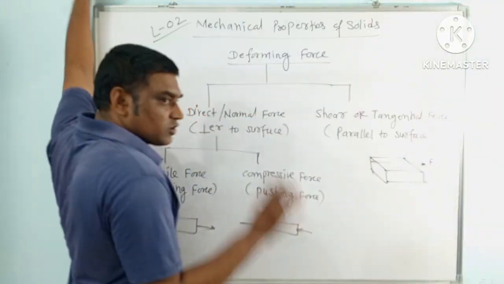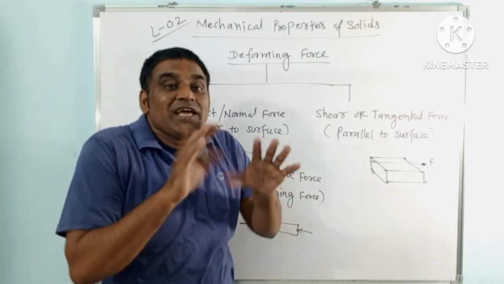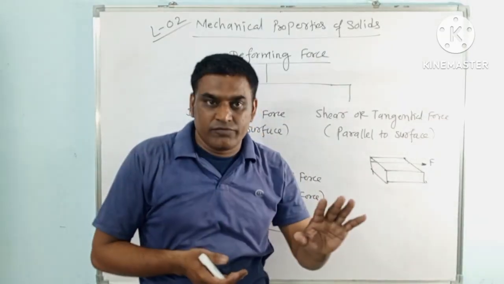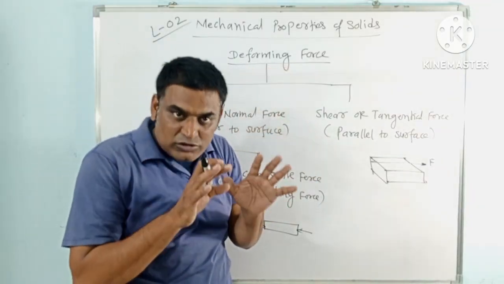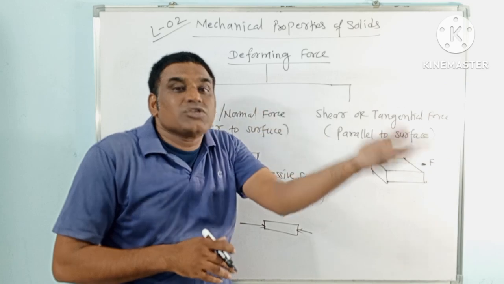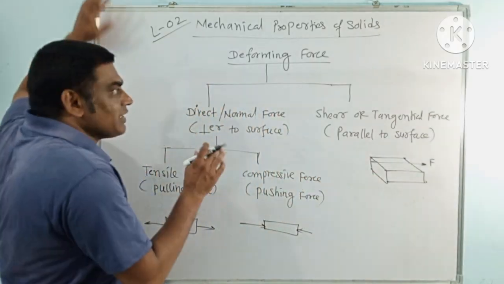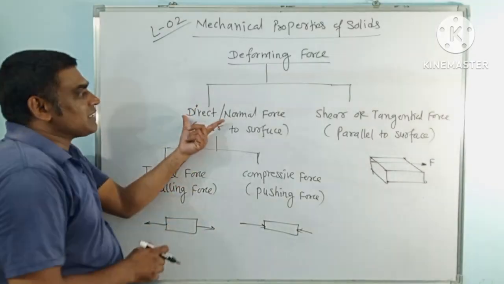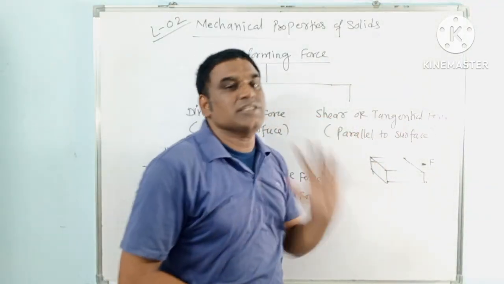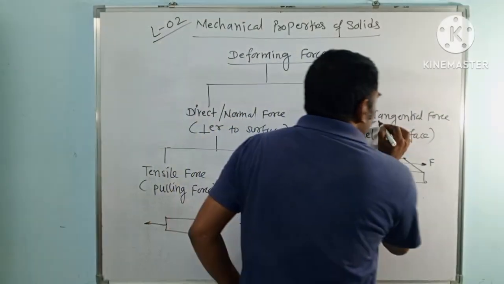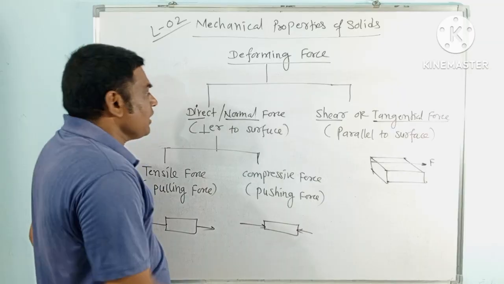Deforming force: the force which wants or tends to change the shape and size of the body. This is the external force that acts on the body and wants to change its shape and size. That is called deforming force. What are the types? One is direct or normal force. Another is shear or tangential force. Two names are there. Shear means tangential, direct means normal, one and the same.